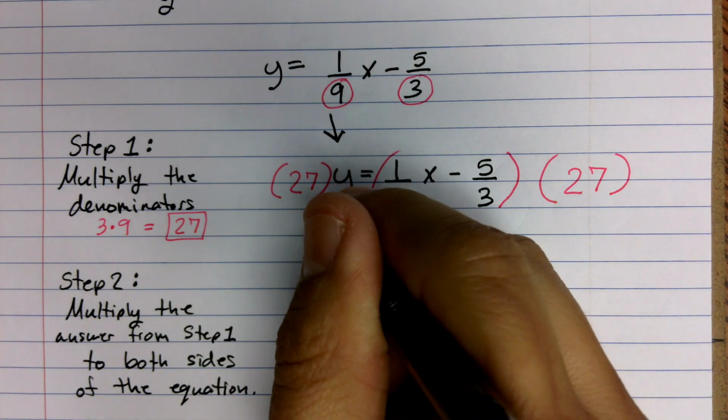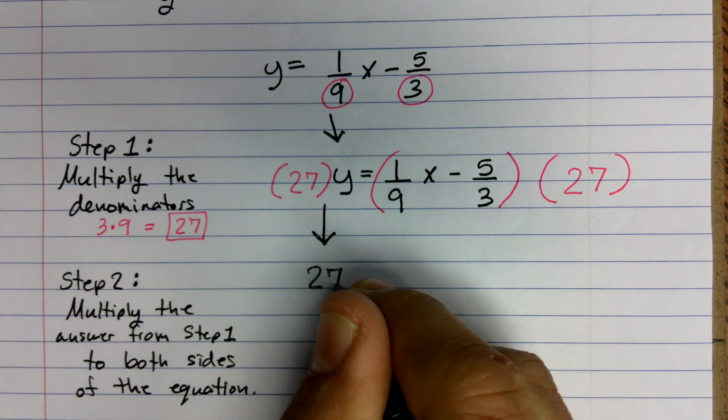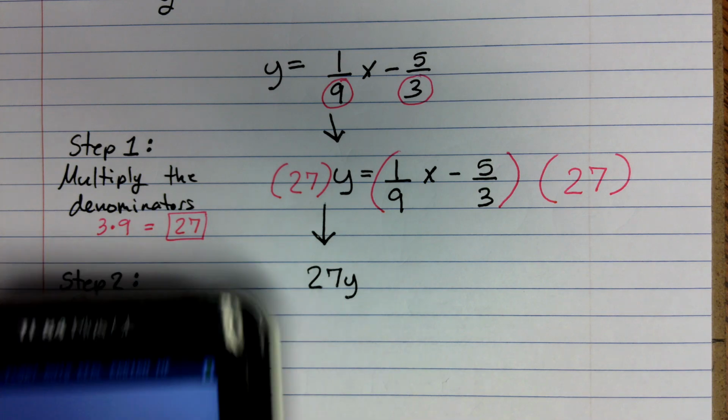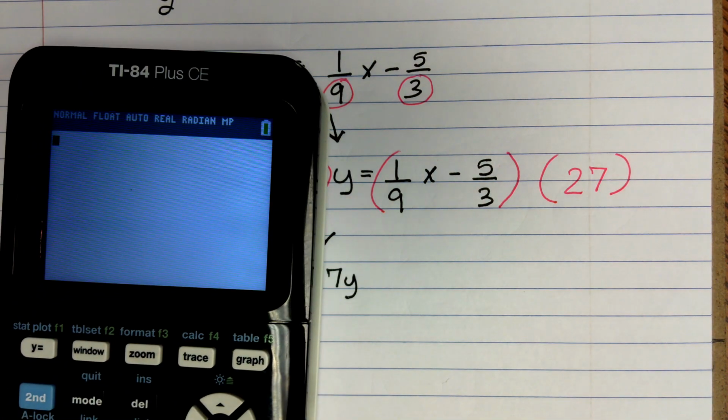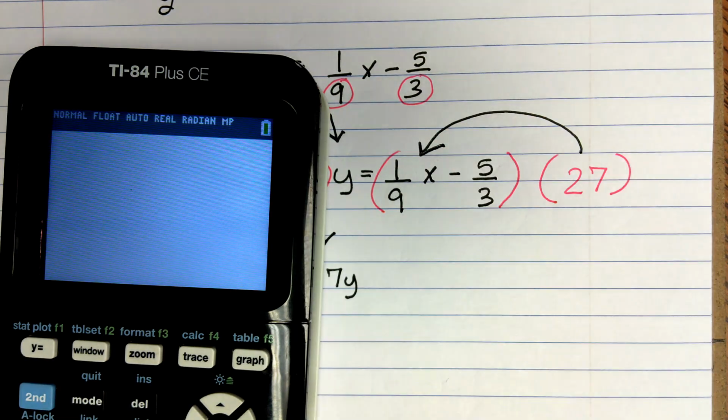Now, the one on the left is really simple, right? Because 27 times y is just going to give me 27y. And now comes some work because we've got to multiply these fractions out. But you don't have to worry about it because we can just use our calculator. So I'm going to get my calculator, and we are going to take this 27 right here, and multiply it to 1 over 9.